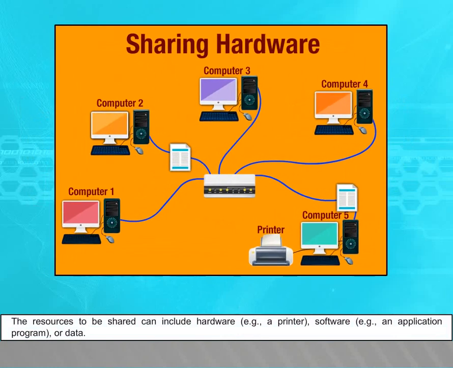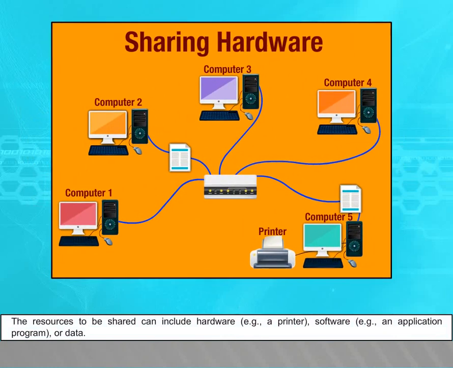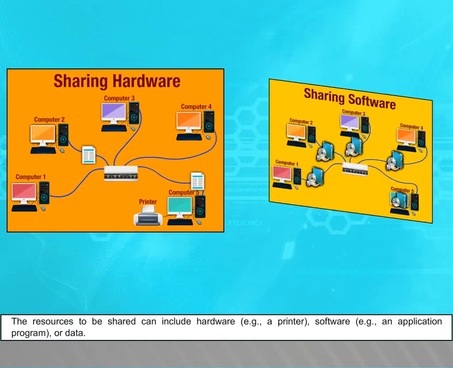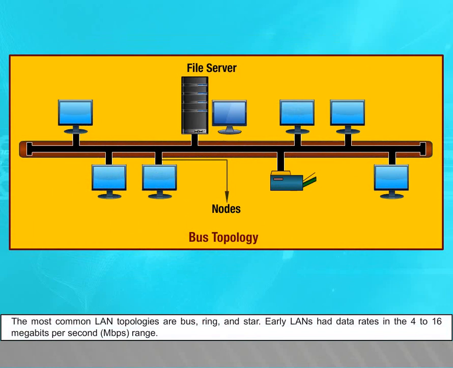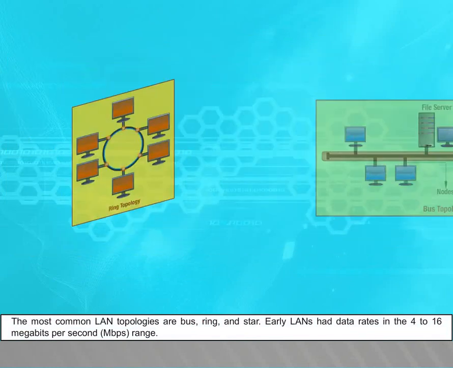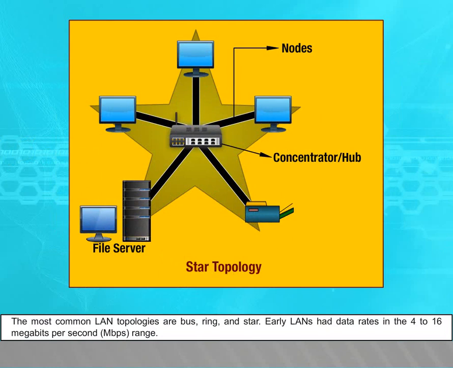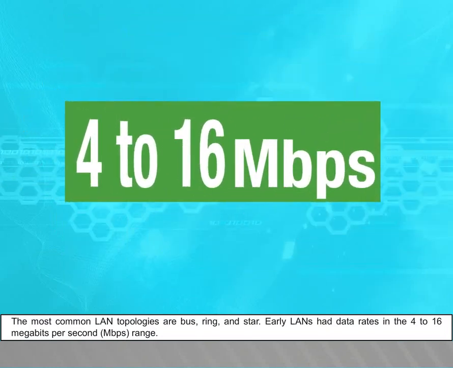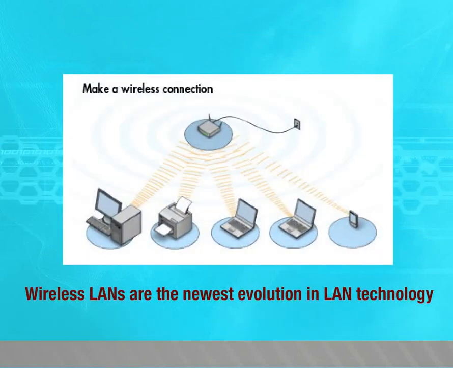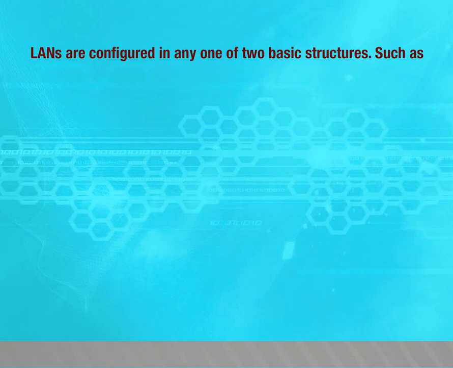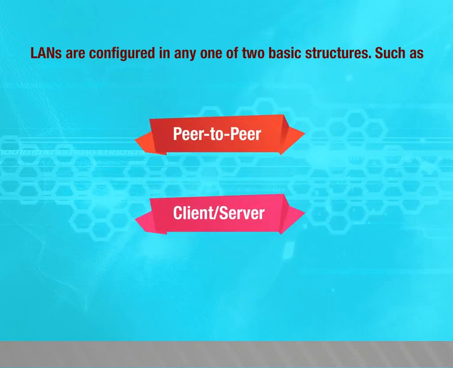The resources to be shared can include hardware, for example a printer, software, for example an application program, or data. The most common LAN topologies are bus, ring, and star. Early LANs had data rates in the range of 4 to 16 megabits per second, that is Mbps. Wireless LANs are the newest evolution in LAN technology. LANs are configured in one of two basic structures: peer-to-peer or client-server.